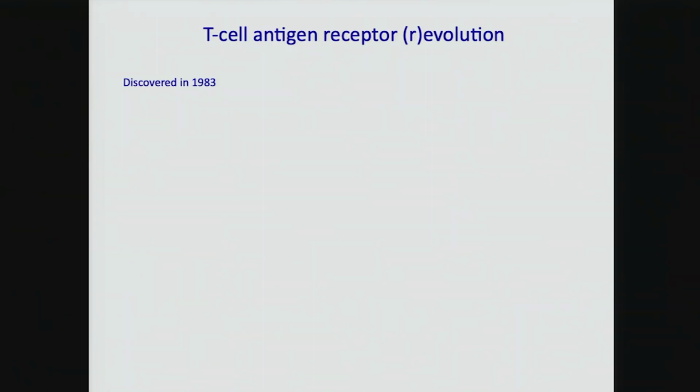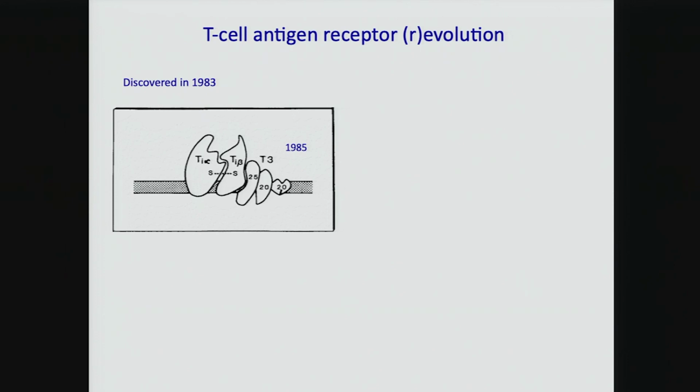Okay, so the whole thing started with this, which I call T-cell antigen evolution or revolution. In 1983 it was discovered. In 85, this was the kind of dreaming about it. This was drawn, I think, in a congress together with Alice Reinert on a napkin. We were drinking something and said, okay, we should. A journal had asked us to give an interpretation of the T-cell receptor, and that was it.